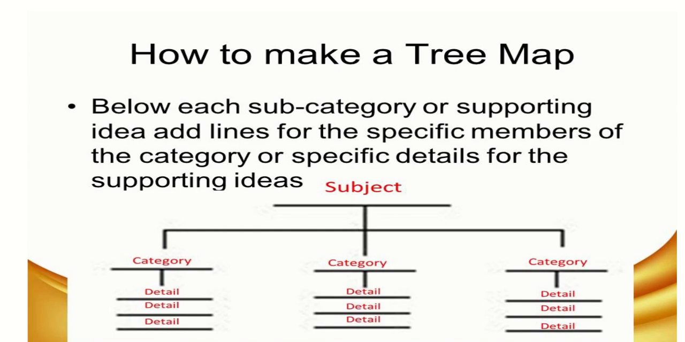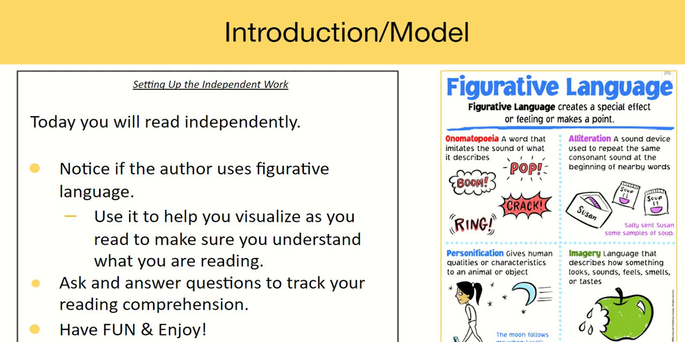So to make a tree map is very easy. On the top, you have the subject, and then you can make as many subcategories as you want. It doesn't just have to be 3, because obviously there's different types of figurative language, not just 3. And then on the bottom would be the supporting areas.